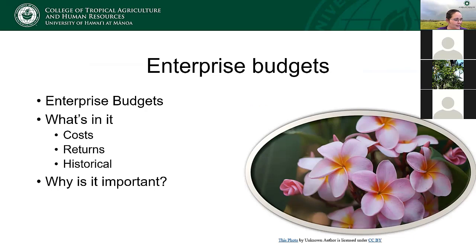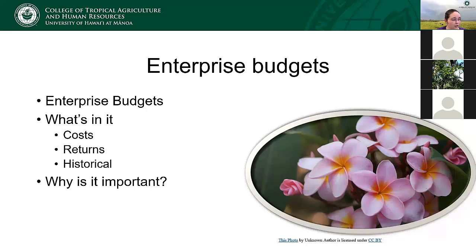So from there, we're going to move on to enterprise budgets. Enterprise budgets estimate profitability for agricultural enterprises while documenting management practices, the resources and technologies used. Enterprise budgets contain estimates of production costs and returns based on the current and/or expected economic environment, as well as the management practices typical of an area.